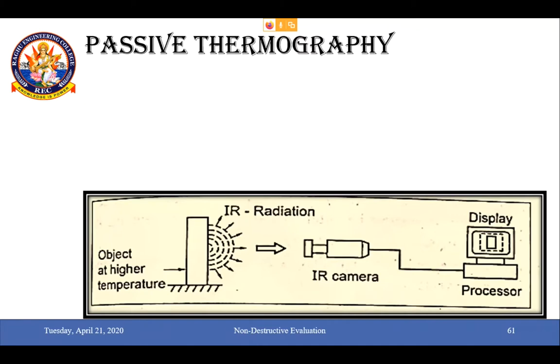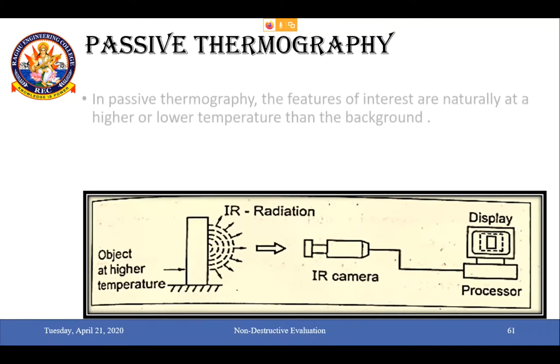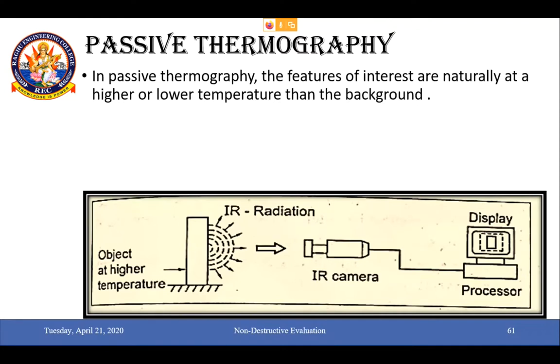The object itself is at a higher temperature, therefore it is emitting IR radiation naturally, which can be captured by your IR camera. So there is no external activation source. Such thermography is known as passive thermography. In passive thermography, the features of interest are naturally at a higher or lower temperature than the background. So because of this temperature variation, it will be easier for your IR camera to capture the difference.